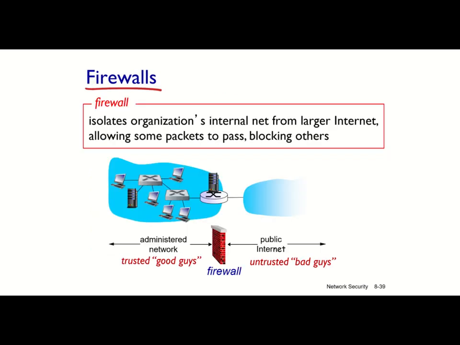Basically, a firewall is a router that isolates an organization's internal network from a larger internet, allowing some packets to pass and blocking others. In simple words, you can think of firewalls as a filtering tool that allows some packets to pass and reach the local area network, the LAN, and doesn't allow some others, and simply blocks them and drops other packets.